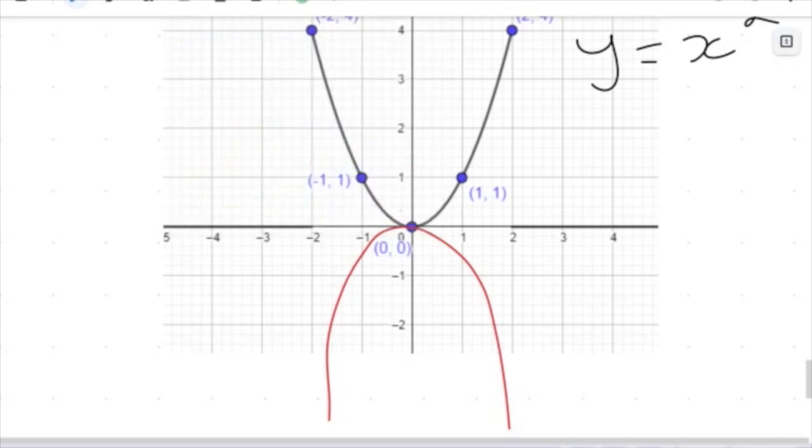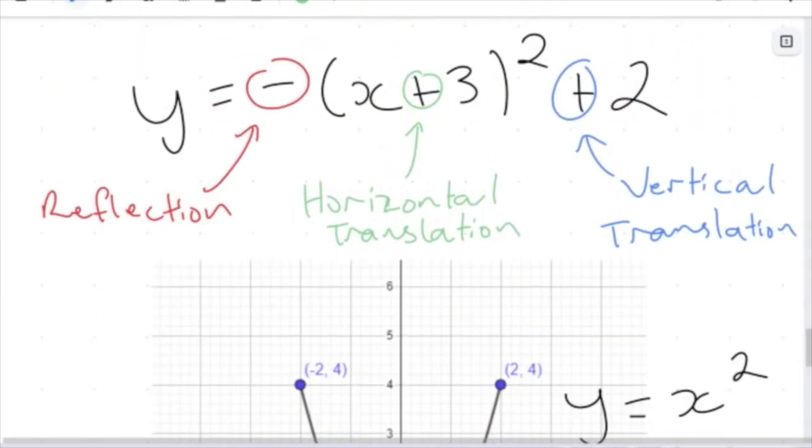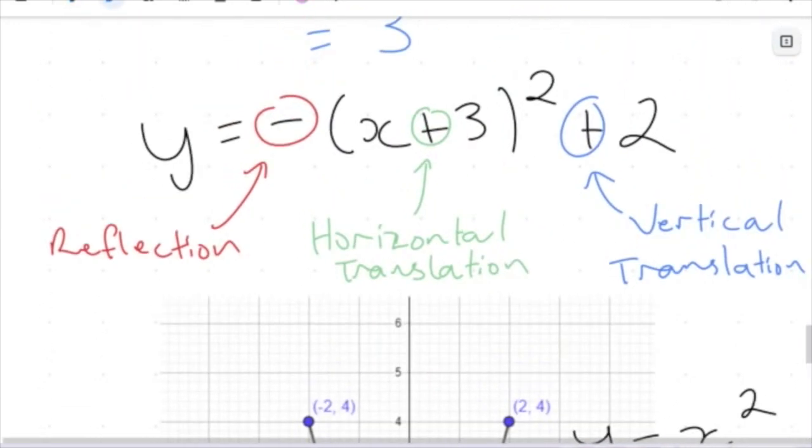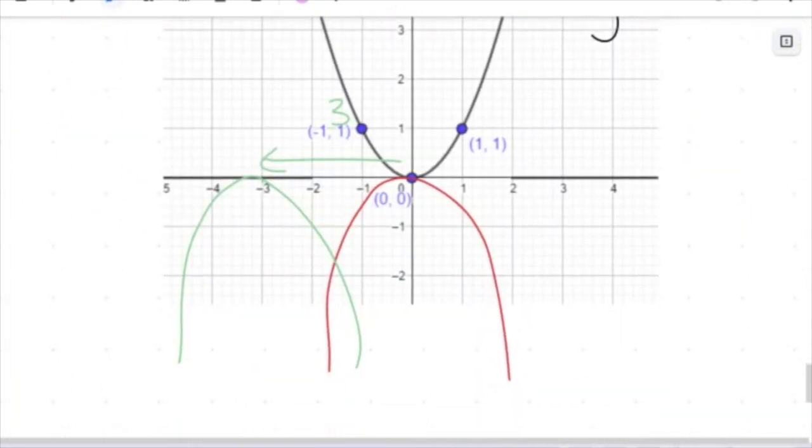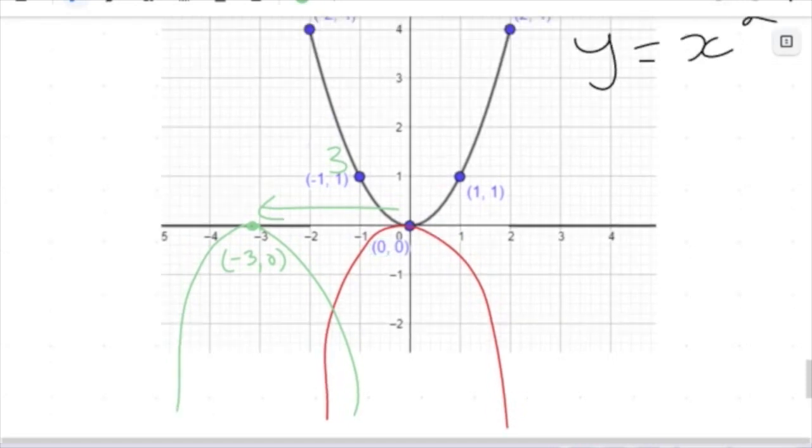So everything here is getting shifted 3 units to the left. And I'm translating this up by 2 units. So my entire parabola is going to get shifted up. So let's mark in the turning point as we go. So this is going to be negative 3, 0, because I've gone 3 units to the left. So it makes sense. My x has gone from 0 down to minus 3.